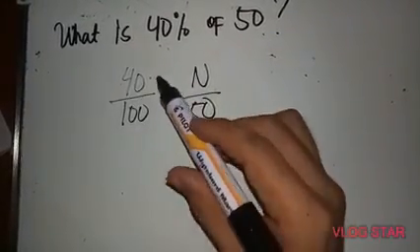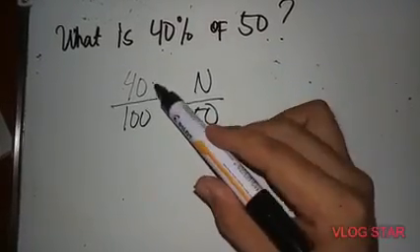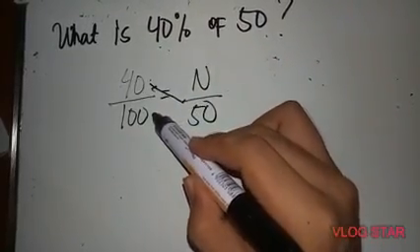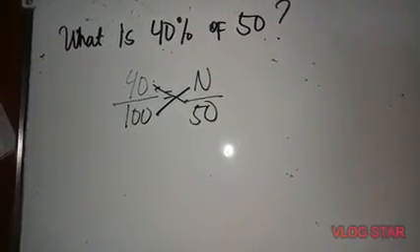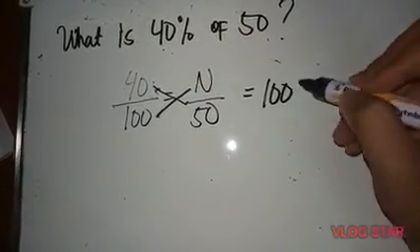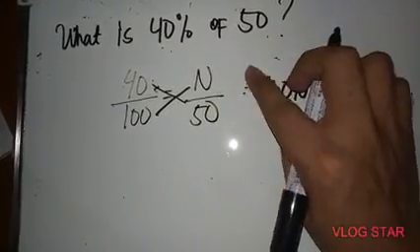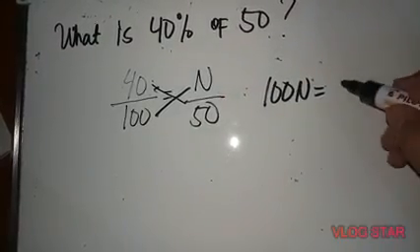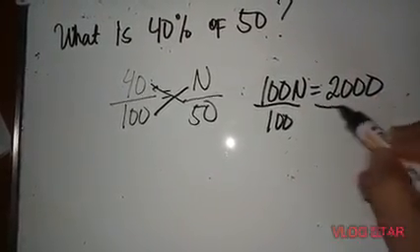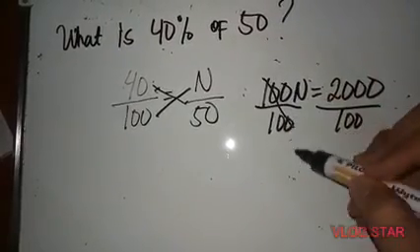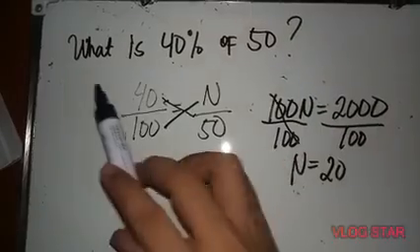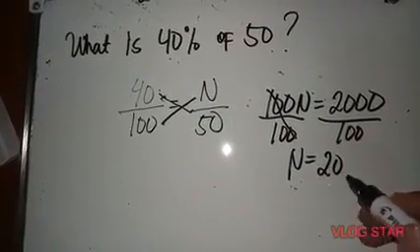Okay, then now we can compute this one. So 40 times 50 and 100 times n. So the answer would be 100n is equal to 2,000. Then just divide both sides by 100. N is equal to 20. It means that the 40% of 50 is 20.